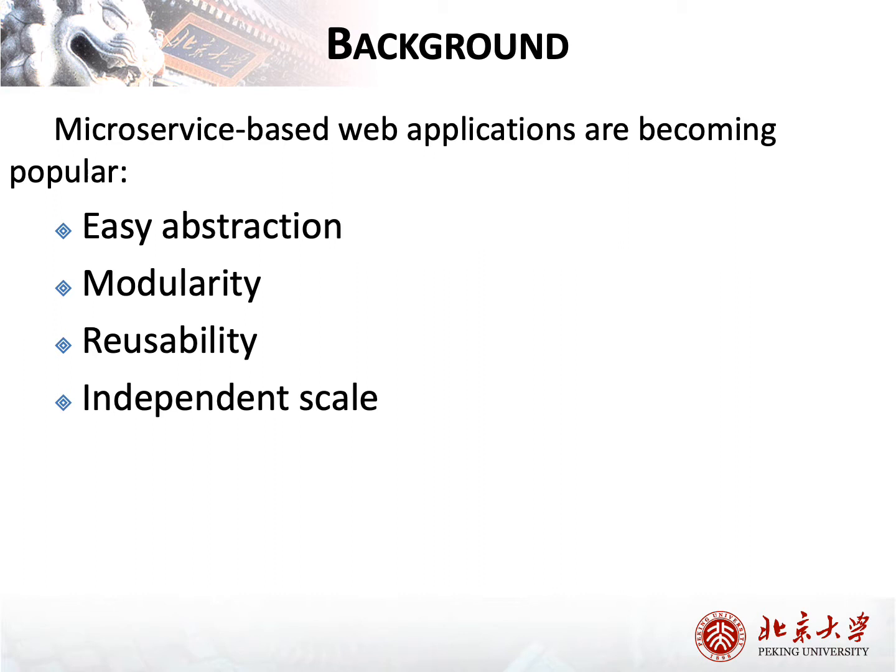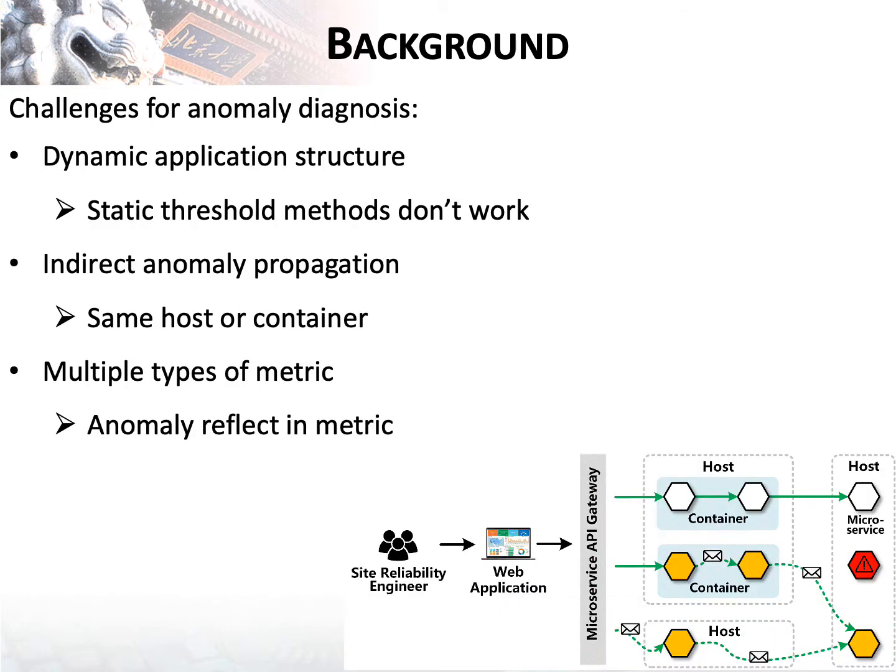As we know, in microservice architecture, each service runs independently and communicates with others by web API. Web applications based on microservices have the benefits of easy abstraction, modularity, reusability, and independent scale. However, they also introduced new challenges for anomaly diagnosis, such as these.